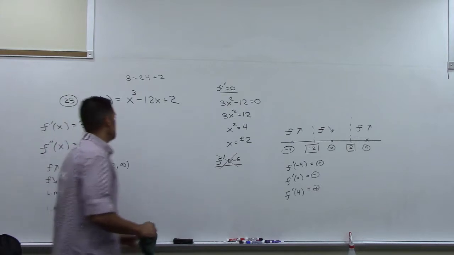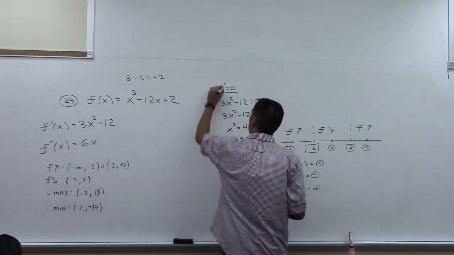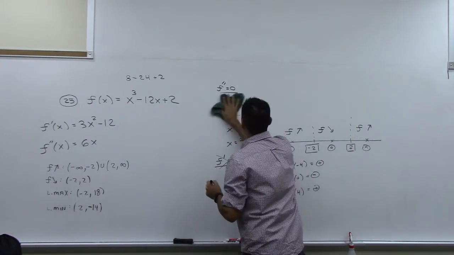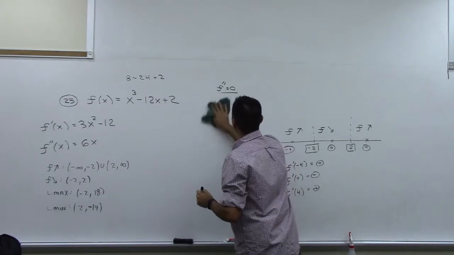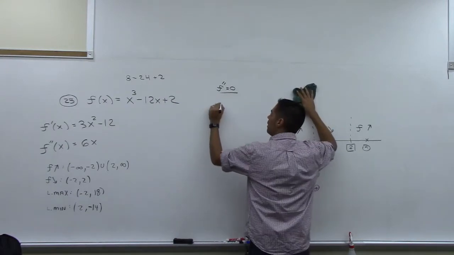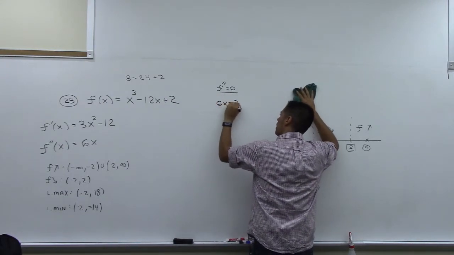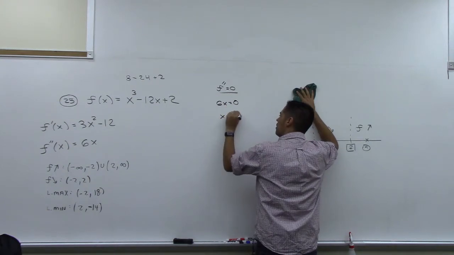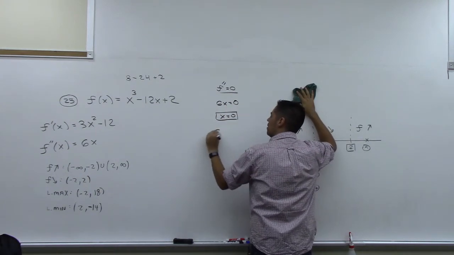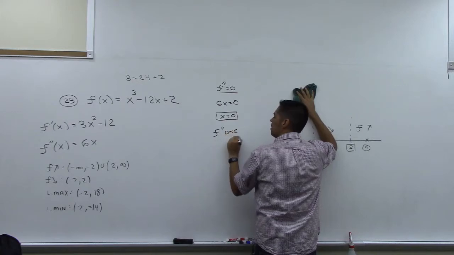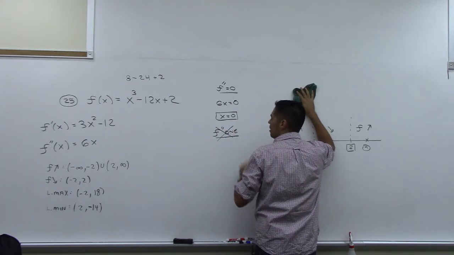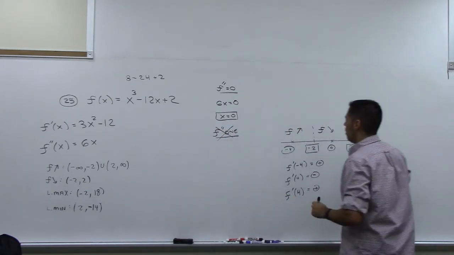Now we're going to do the same thing for the second derivative. So I'm going to take my second derivative and set it equal to 0. Second derivative here is 6x equals 0. There's only one answer to that, 0. The second derivative doesn't exist. Well, that's not going to happen. It's a nice polynomial, so I only have one critical number.